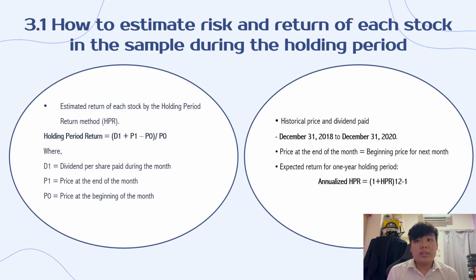And for the estimation of expected return, we decided to determine the estimated return of each stock by using the holding period return method. To compute the equation, we collected each stock's 2 years historical price and dividend paid from December 31st, 2018 to December 31st, 2020. We assume that the price at the end of the month is the beginning price for the next month.